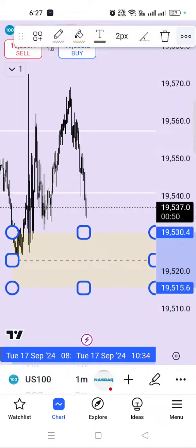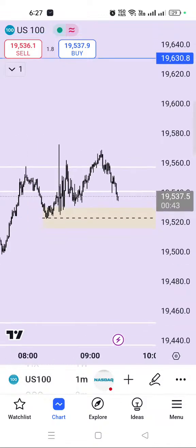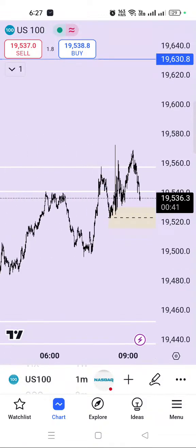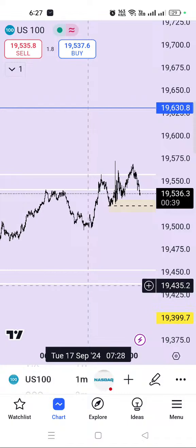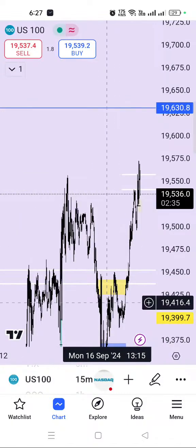Overall, I'm not interested in shorts at all. Not even 1%, I'm not interested in selling this as long as we are above these two white lines. So basically what the price can do today is either move up.